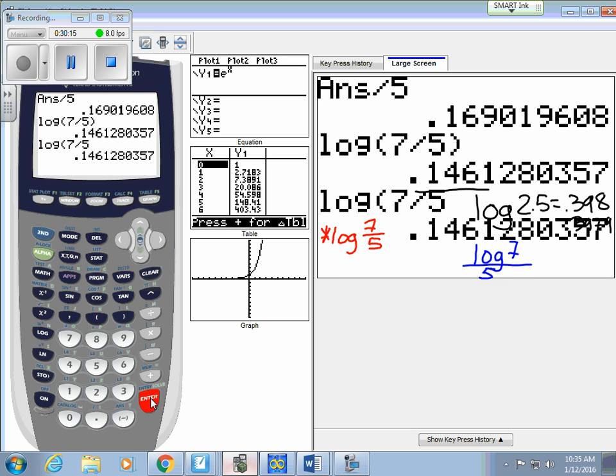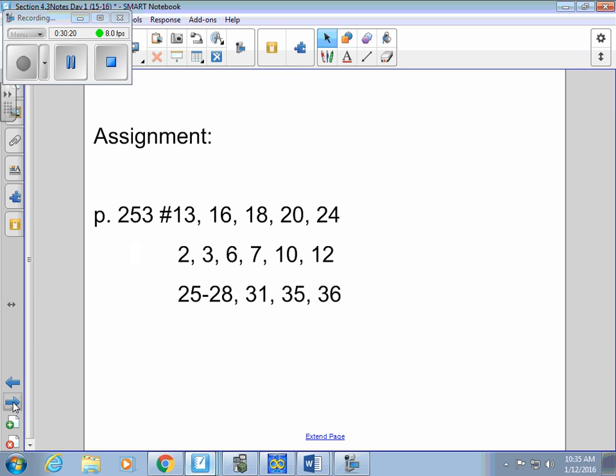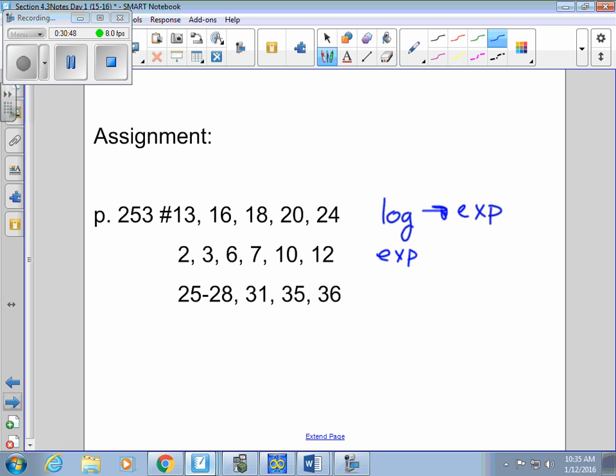Now, the assignment for tomorrow is on that next slide. Okay? Now, I want you doing them in this order. I rearranged the order for a reason. These first ones that are here, you're going from log and writing it as an exponent. That's the way we started our notes. We started with the log form and we rewrote it as an exponent. The next 6 that you have start as an exponent and you're writing it as a log.